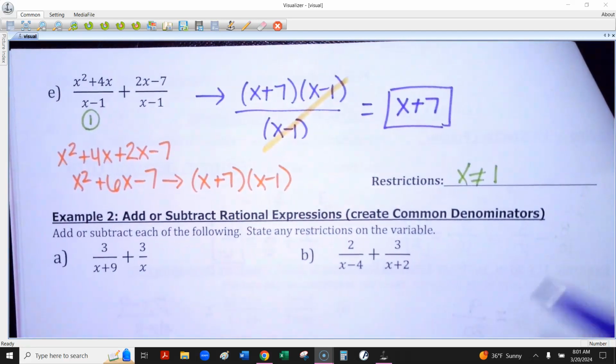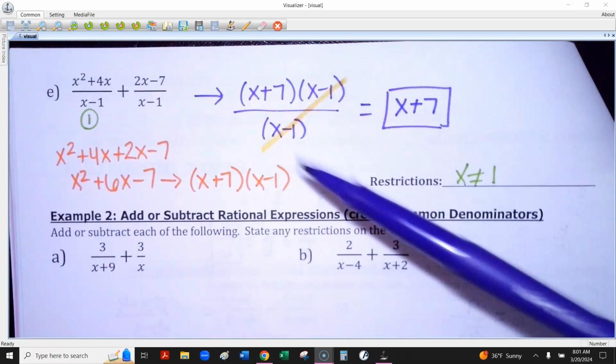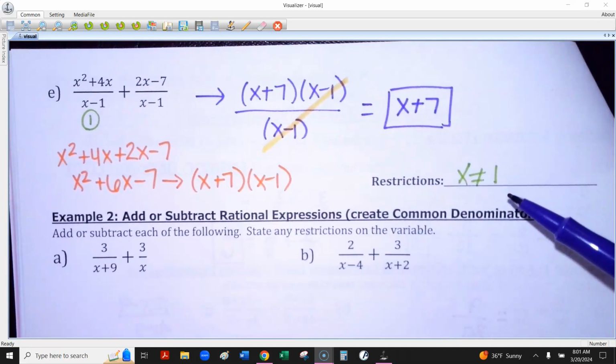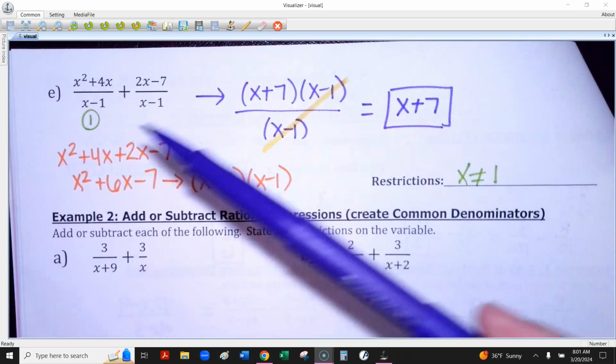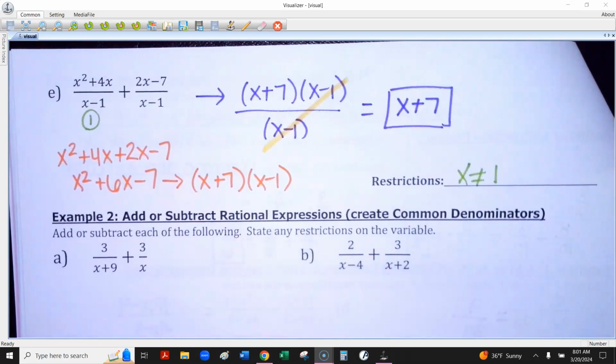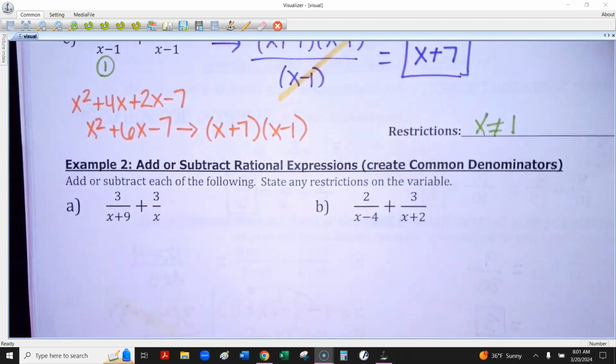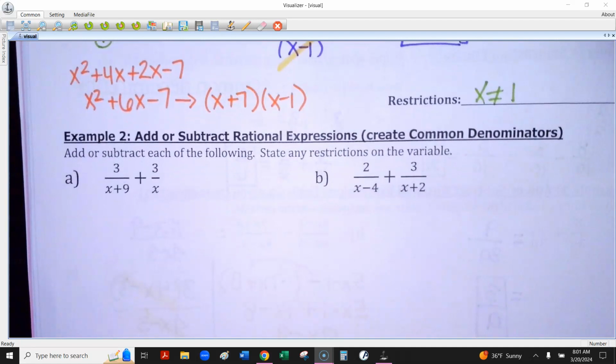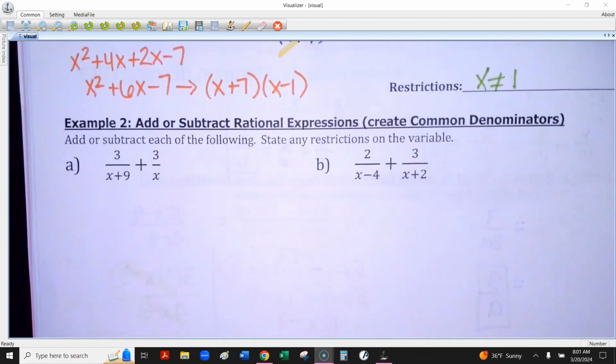And then just remember, even though this canceled out, you still have to put that 1 as part of the restrictions. And it's because of the bottom of the fraction, not the top. But you have to include restrictions even if you cancel things out. Okay, now the rest of these are going to be a little trickier because we're going to have to create common denominators. And they don't have common denominators.